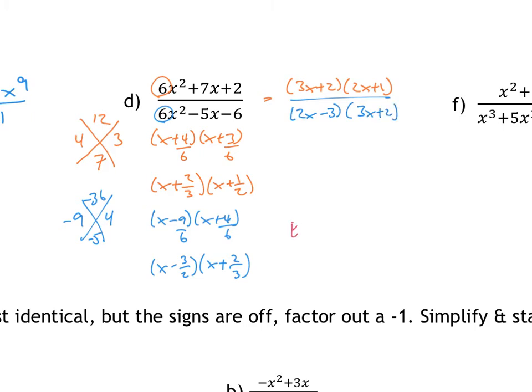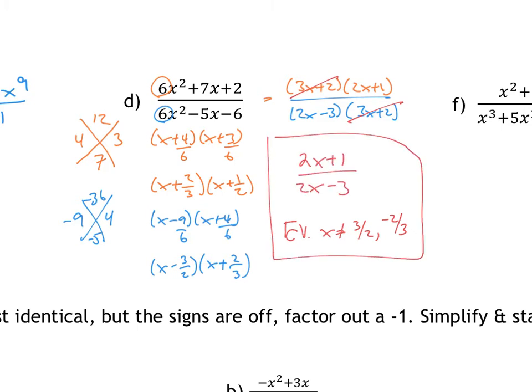So here, my excluded values, I'm going to start here. Remember, the denominator cannot equal 0. So x cannot equal 3/2, and it cannot equal negative 2/3. Now, is there anything I can cancel up here? 3x plus 2 is up top and bottom. So my final answer here is going to be 2x plus 1 over 2x minus 3. And my excluded values here: x cannot equal 3/2, and x cannot equal negative 2/3.